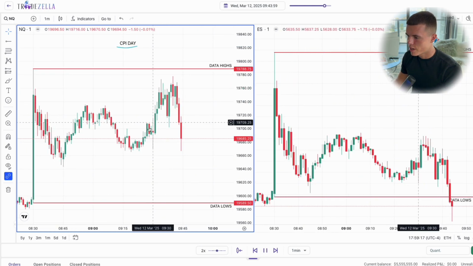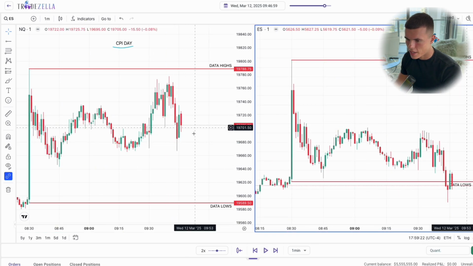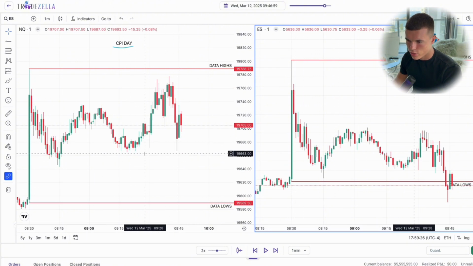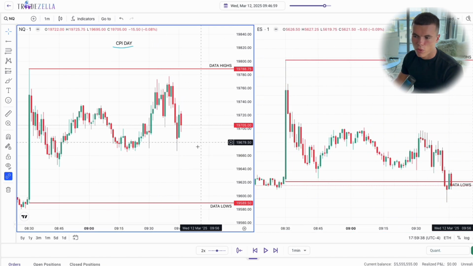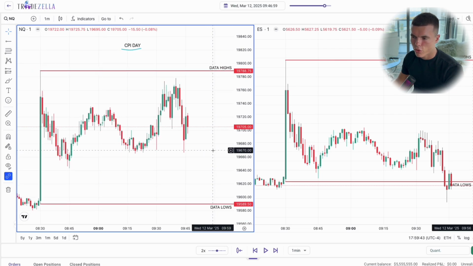So far we're still in range. Okay, so as you can see on ES, we've actually taken out data lows and we have a bullish SMT on NQ. NQ did not take data lows, however it took a point of minor sell side. We have a bullish SMT for NQ and ES took out data lows. Therefore, I'm going to be overall bullish on NQ here and more looking for longs on NQ.